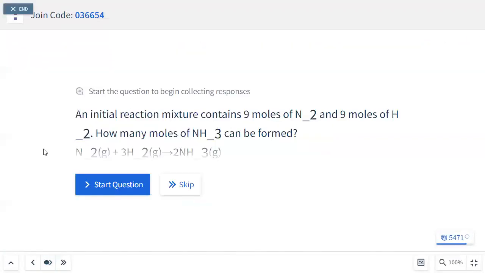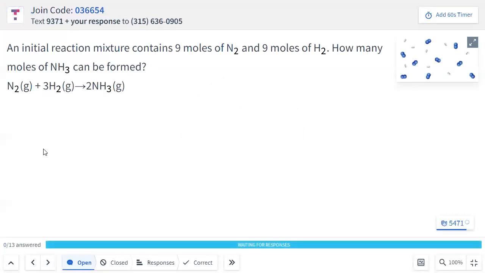All right, let's try a couple here. Now, these are simpler examples. Examples like the one that we just did, you'll see a lot of in the homework assignment tonight. Let's see if we have the concept before we get into anything deeper. So I've got 9 moles of nitrogen and 9 moles of hydrogen. How many moles of ammonia can be formed here? So again, looking for a number here.